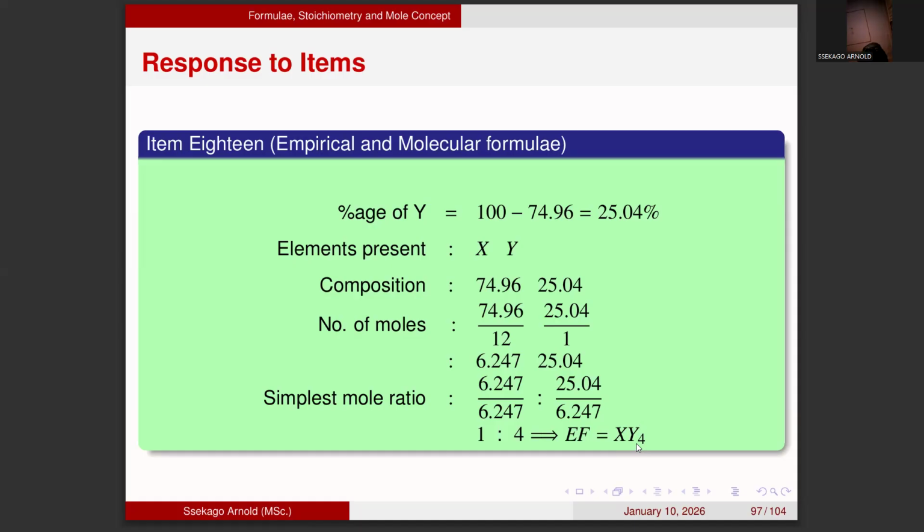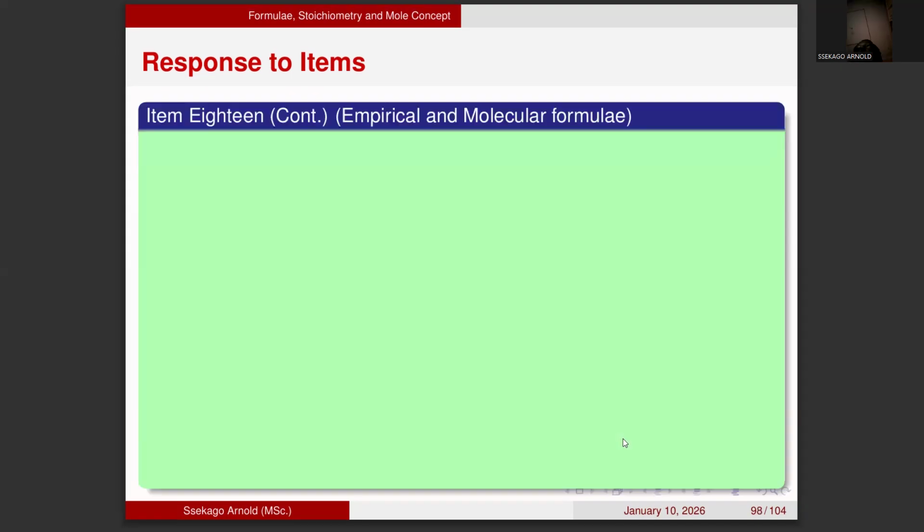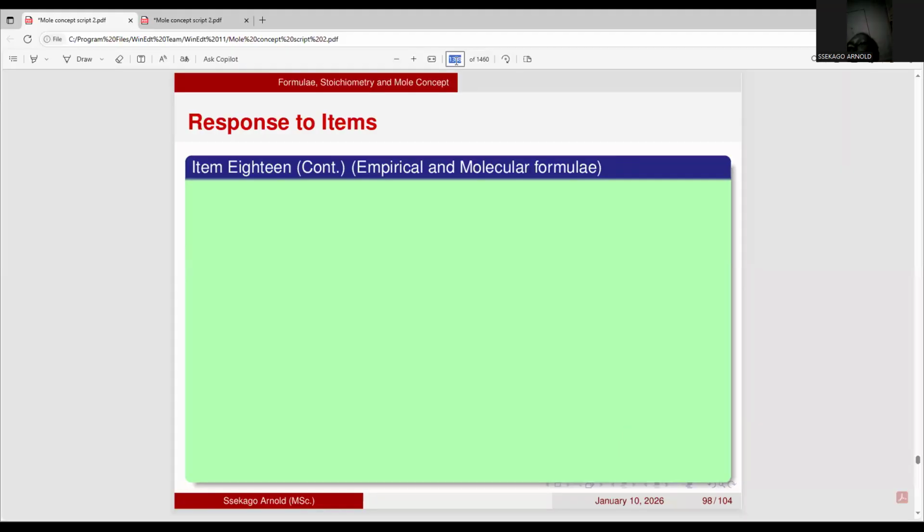Next, we determine the molecular formula. The molecular formula. Because now remember, empirical formula is the simplest formula. It is not the actual. Molecular is the actual from what I explained earlier. So we need to determine the actual, then determine the value of N. So the actual molecular formula, we need molecular mass. So to determine molecular mass, which information has been given in this question? This item has provided us with the following information.